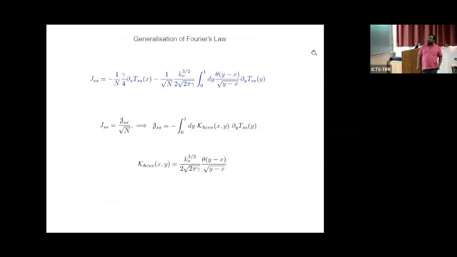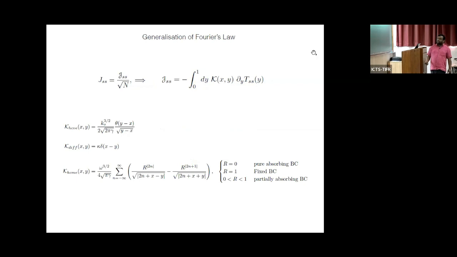Okay, so I come back to the expression for the current, and this is the expression that we got. If I use this scaling, this term is subdominant, so I drop it. I can recast this equation in this form. You have a kernel like this, and I want to say that it actually generalizes Fourier's law, in the sense that for the diffusive case, this is actually a delta function, so I get back Fourier's law. But for the anomalous case, it gets replaced by singular kernels.